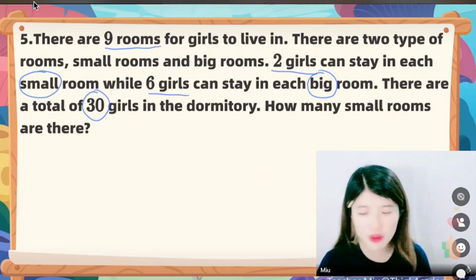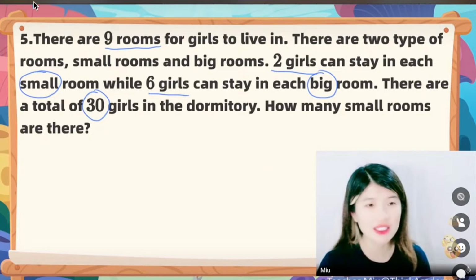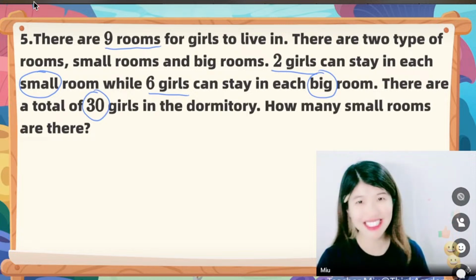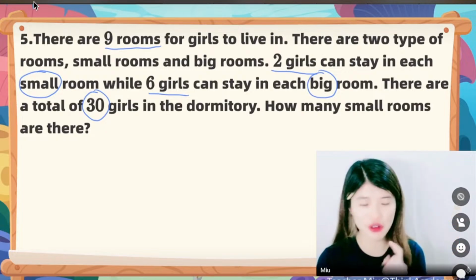They say, this one is very difficult. We don't have a girls and rooms problem. Basically, they're the same thing. Do not use algebra. Try your best. Try again.